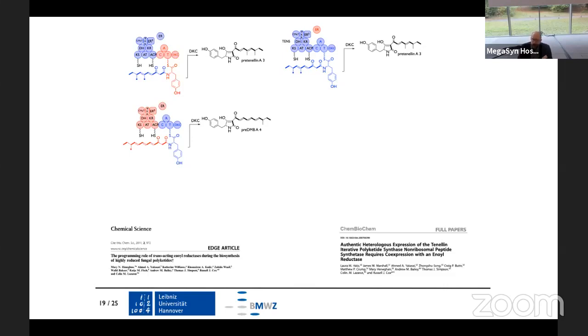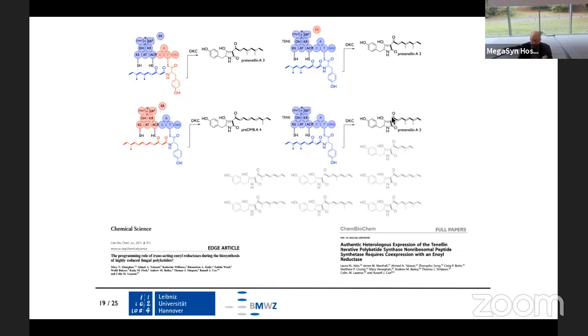And we wondered what would happen if we just omitted the trans-acting ER. We should get a polyene. Okay, and in fact, that's true. We do get a polyene. But in this experiment, the polyene turns out not to be the major product. We get a whole slew of products. It doesn't just make one thing. We get a whole library of products here.